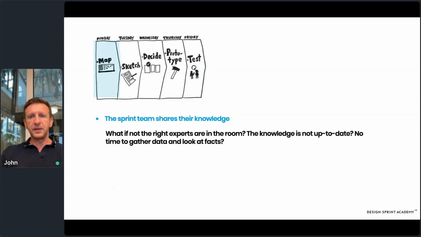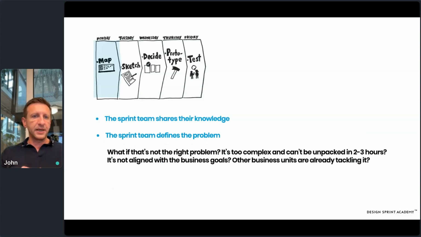Also, there is this misconception that the first day of the design sprint is about defining the problem, and the sprint team defines the problem right there and then. And that might work in a startup where everyone is exposed to everything, but in a large organization, what if you're picking something that's not the right problem? What if you're picking something so big, so complex, that it cannot be unpacked in the 2 or 3 hours that you have to do it?